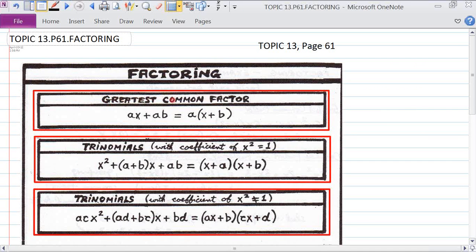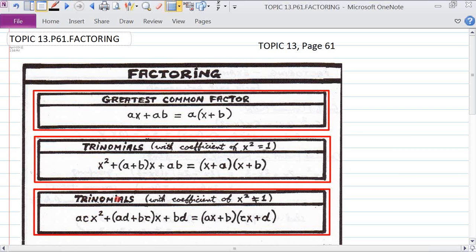We're going to look at the greatest common factor. We're going to look at trinomials. Trinomials have 3 terms where we have descending powers of x. This is x squared. This is x to the power 1, even though we don't write it, plus ab, x to the 0. So there's 1, 2, 3 terms. And here in this first case, the coefficient of x squared is 1. That means the number in front of the x squared. It's implied that there's a number 1 here.